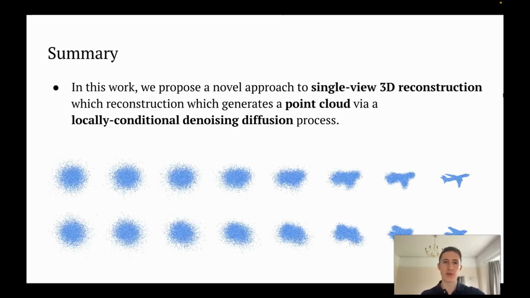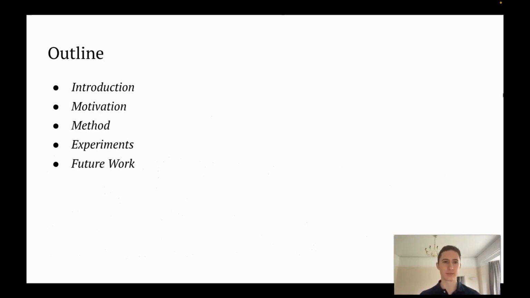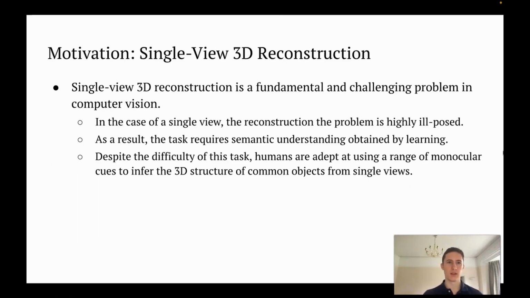In this work, we propose a novel approach to single-view 3D reconstruction, which generates a point cloud via a locally conditioned denoising diffusion process. I'll start with introduction and motivation, and then describe our method, experiments, and future work. Single-view 3D reconstruction is a fundamental and challenging problem in computer vision. In the case of a single view, the reconstruction problem is highly ill-posed, and as a result, the task requires some sort of semantic understanding obtained by learning.